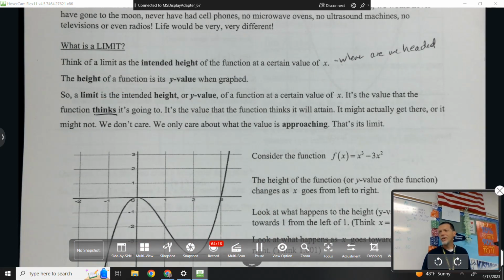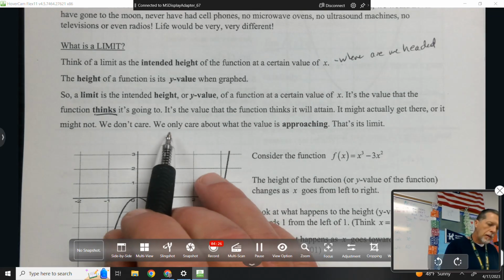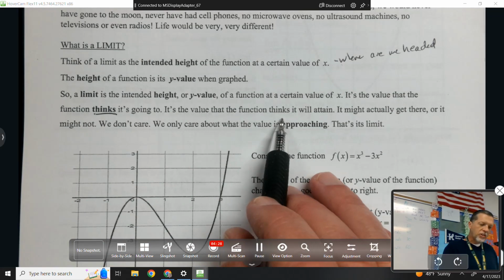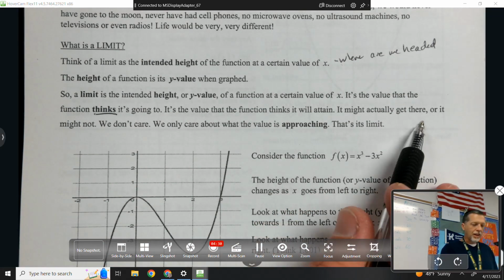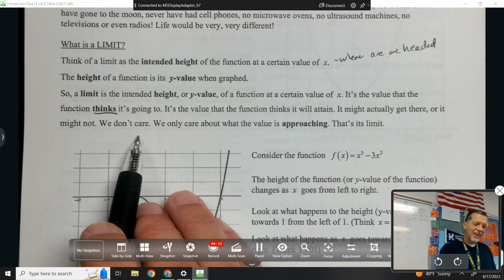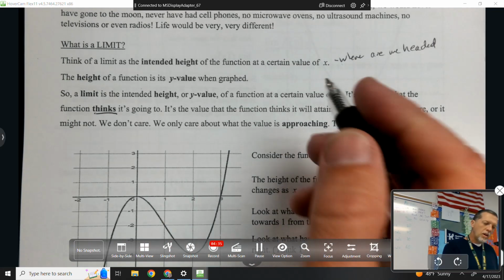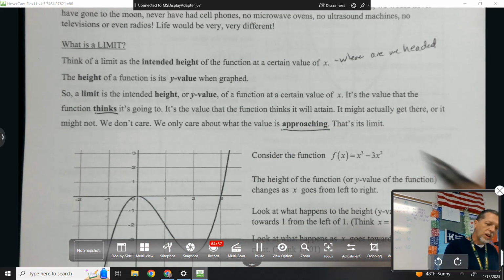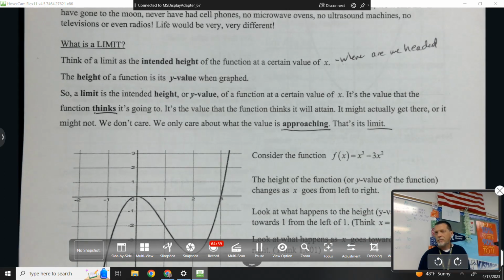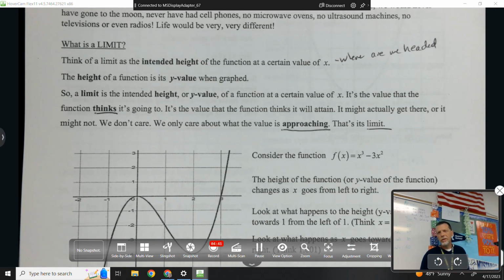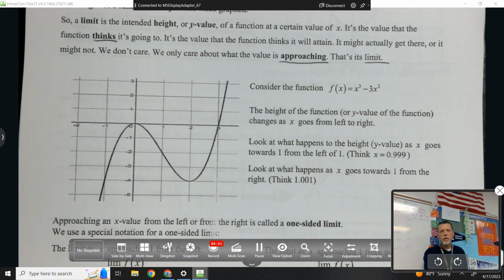This feels weird. Why does it think it's going to? Why doesn't it just go there? Sometimes it actually goes there, sometimes it doesn't. But where does it think it's going to? It's the value that the function thinks it will attain. It might get there, it might not. We don't care. We only care about what the value is approaching. That's its limit.